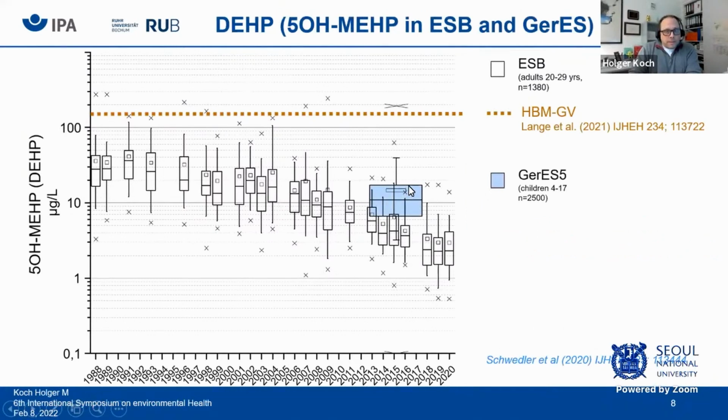Here you can see the blue box. It's the data from the German Environmental Survey. So this blue box here is on 2,500 children. And you can see one feature: remember, the white boxes are the German students, 20 to 29 years old, and the children are approximately 5 times higher exposed than the young students from the environmental specimen bank. That's a general feature of phthalates. Phthalates show higher exposure in children than in adults.